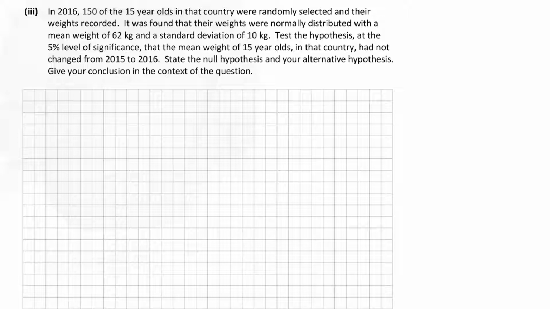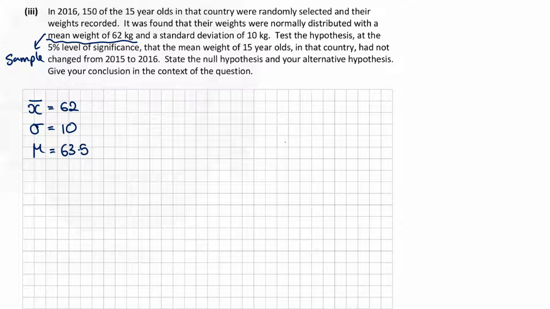Now, the mean weight of 62 kg is the mean of the sample, not the population. The mean of the sample is represented by x bar. So x bar is 62. The standard deviation is 10. We had mu in the previous part, so mu was 63.5, don't forget that. And the sample then contains 150 people, so n is 150. So they are the pieces that we need to pull out of this.